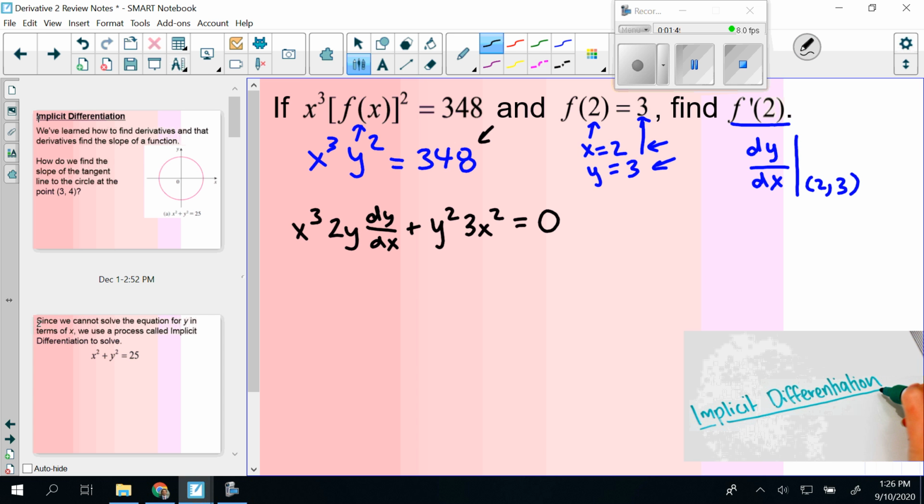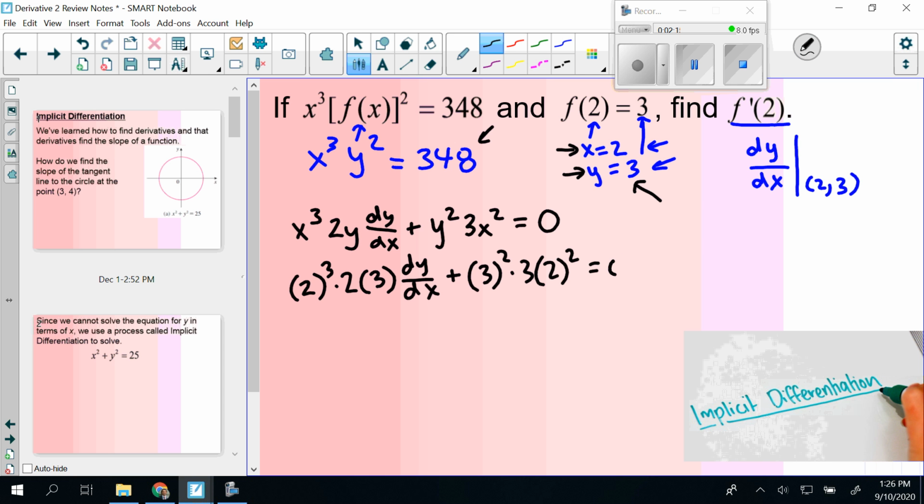Now, we could solve for that dy dx like we've done in the past. When you know a point, though, like we do here, it's way easier just to start plugging in now and then solve for the derivative dy dx. So anywhere there's an x, we're going to plug in 2. Anywhere there's a y, we're going to plug in 3. So if we do that, we got 2 cubed times 2 times 3 dy dx, plus 3 squared times 3 times 2 squared equals 0.